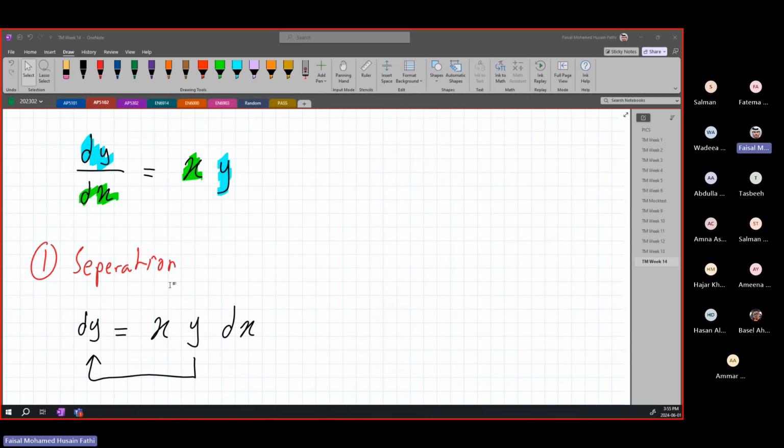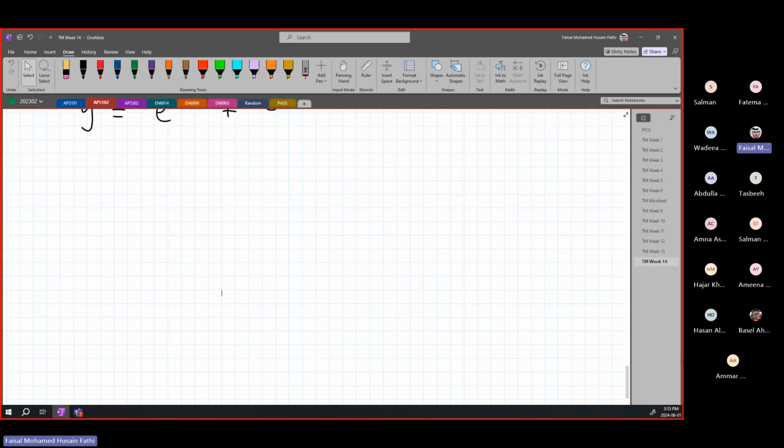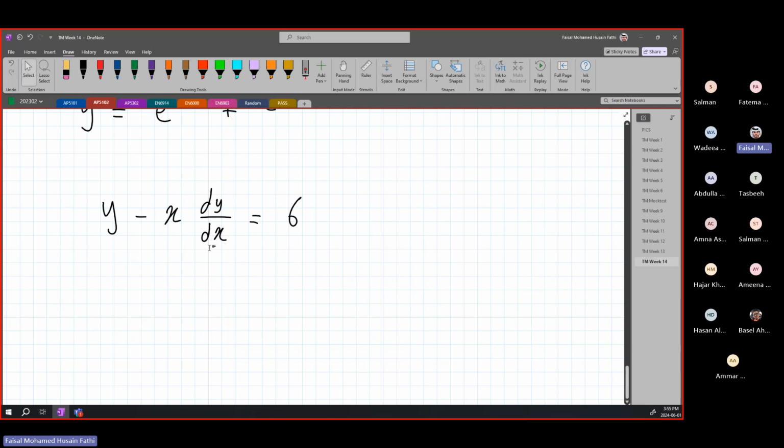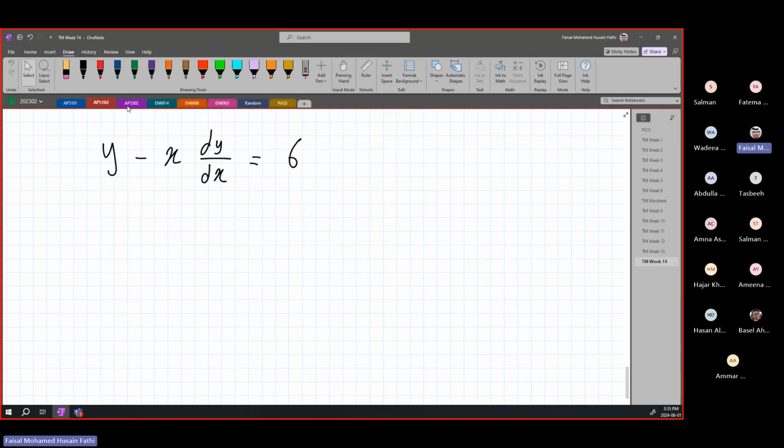Now, let's look at a bit more complicated equation. Just a little bit. So we have y minus x dy by dx is equal to 6, right? If you notice here now, the separation, you cannot really do it directly. But what do you have to do? You have to keep dy and dx by itself on one side. So what can we do? We can either move the y to the other side, or we can move x dy to the other side and bring the 6 here. That's up to you how you want to do it. So let us do the first step, which is separation.